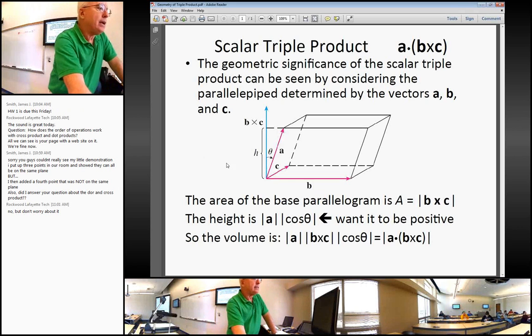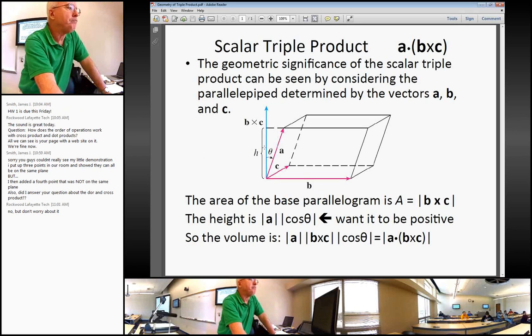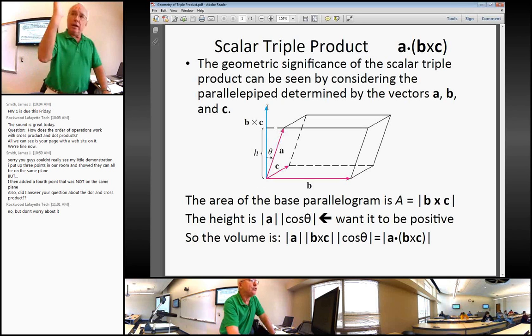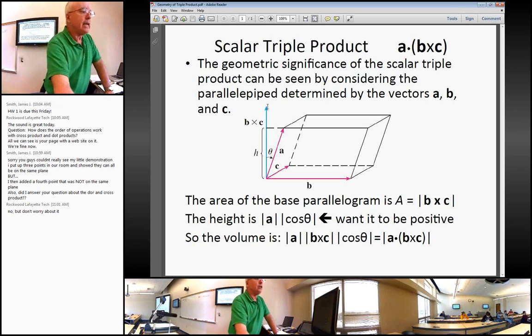Let's see, we have the angle, basically the angle. Here's B and C. We have their cross product, which, remember, is this blue vector. It's going perpendicular to C and B. And then we have this vector A that's going at an angle upward.